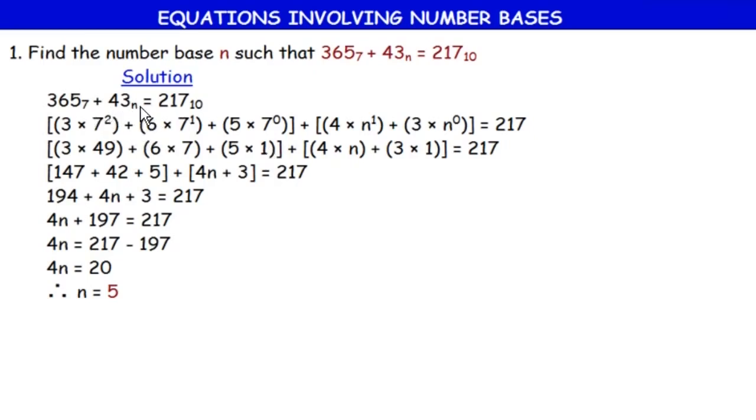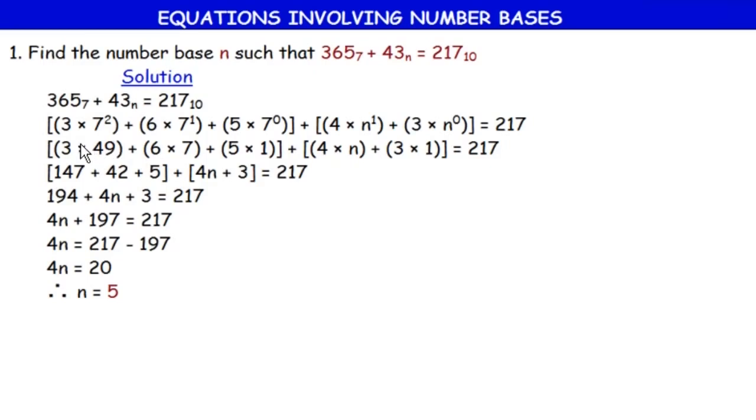For the 43 base n, it is the same thing. So here the base is n. So it's going to be 4 times n in one bracket plus 3 times n in another bracket. And then we are going to raise the n to the power of 0 here, and here to the power of 1. Now this one is already in base 10, so there is no need for us to convert it again, right? So it is the same as 217.